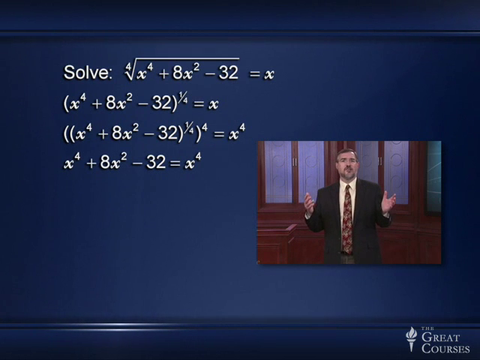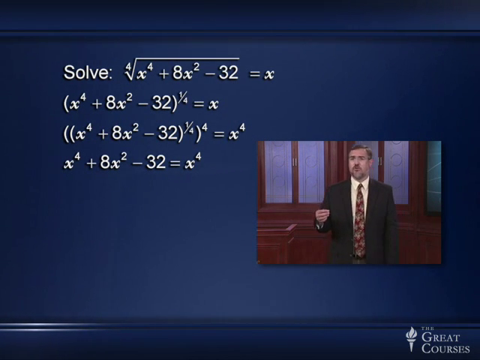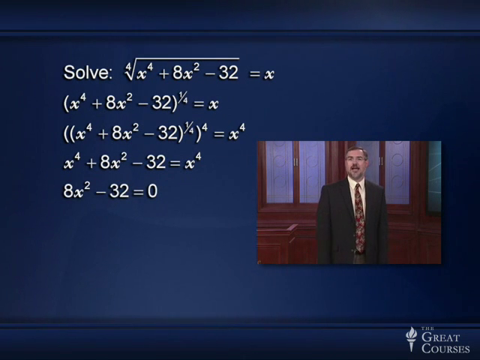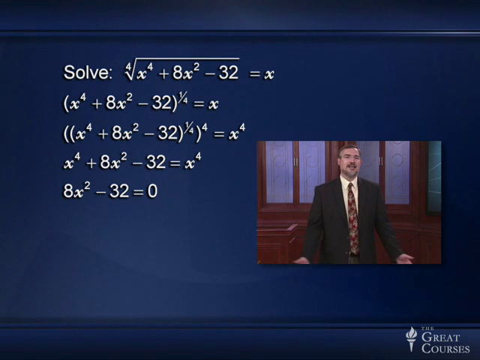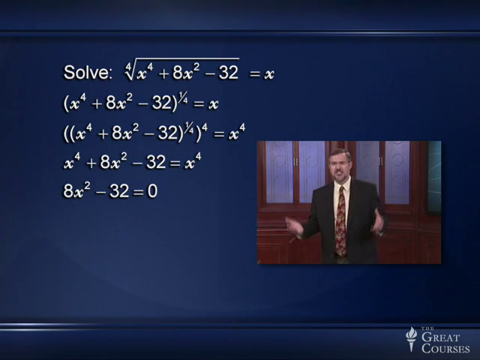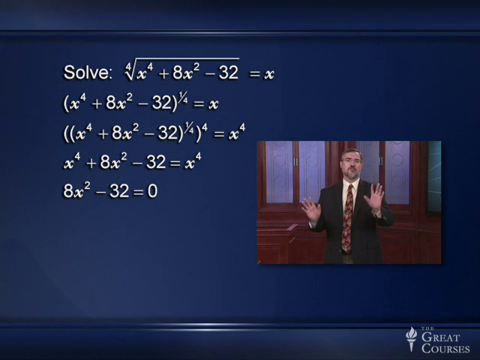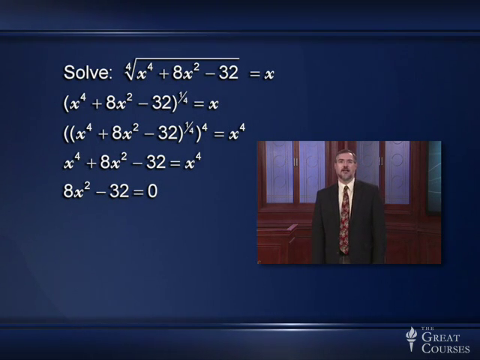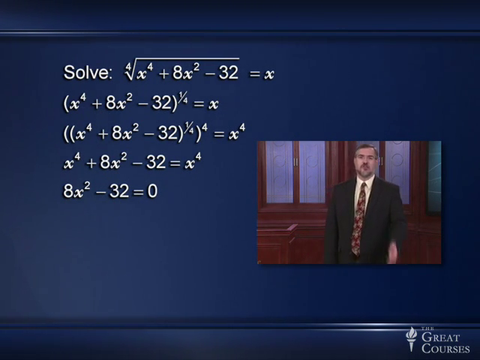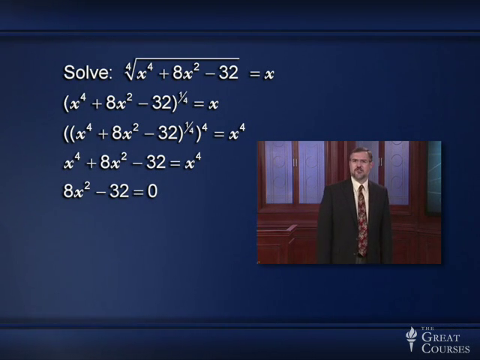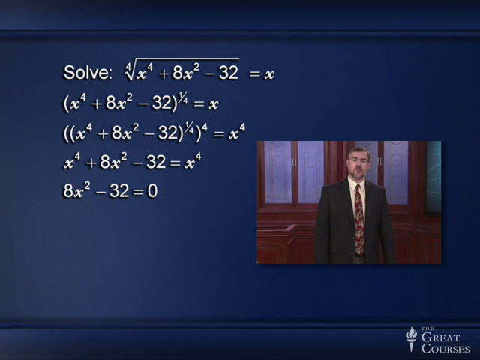Now, when I subtract x to the 4th from both sides, look what happens. I end up with just 8x squared minus 32 equals 0. And now, what looked a bit messy at first, and probably a bit fearful for some of us, is now very straightforward to solve. This is just a quadratic, and we know how to attack those. So let's finish this problem by factoring this quadratic and seeing what the solutions are.